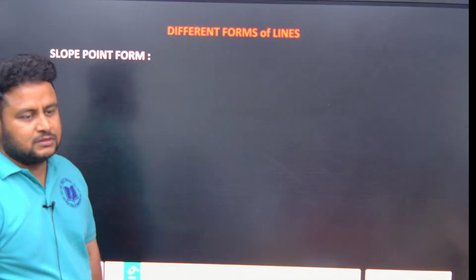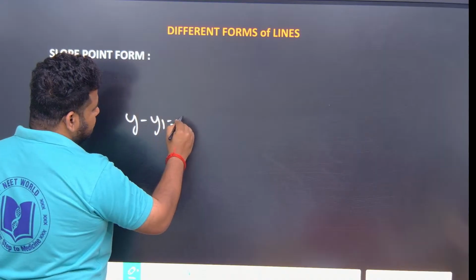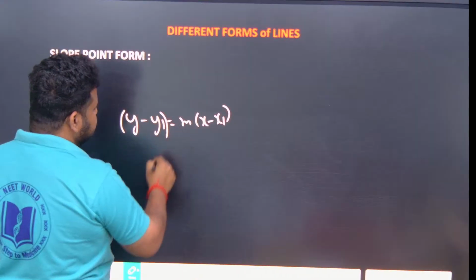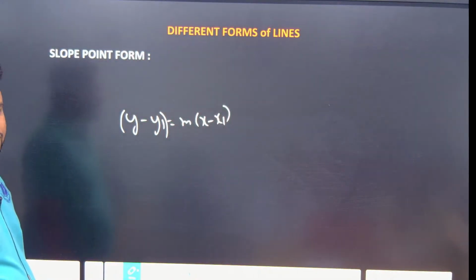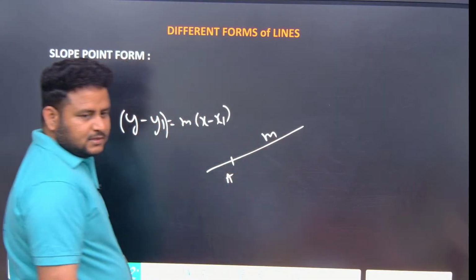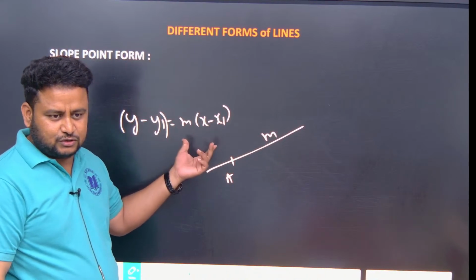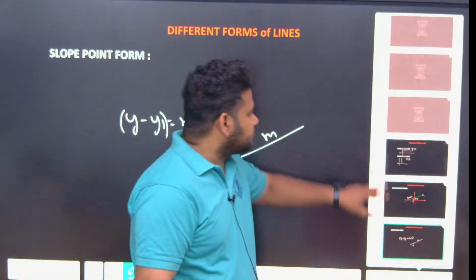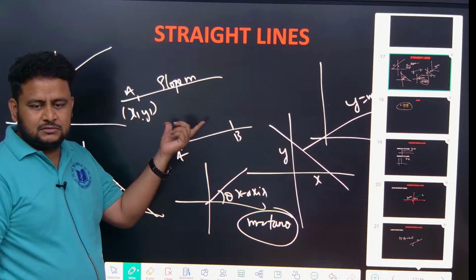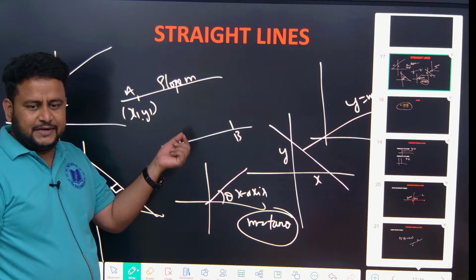Slope point form. Slope point form means the formula that you will use is y minus y1 is equal to m into x minus x1. That is slope point form. If there is a point A and a slope m, both given, that is the first condition I told you for the straight line. If it is given like this, you will use the slope point form, y minus y1 is equal to m into x minus x1.